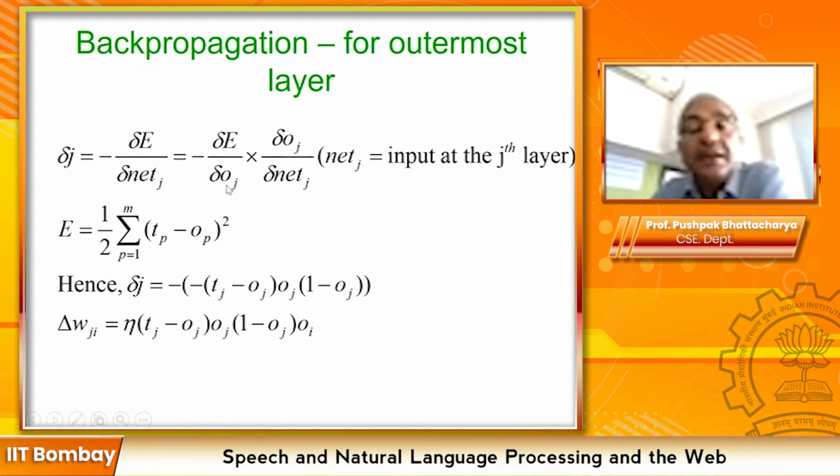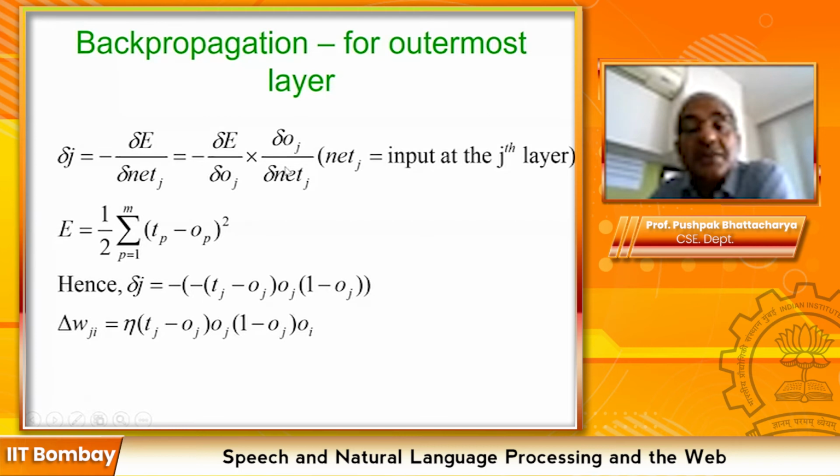So only that term which involves oj will remain. If I take the derivative, 2 will come down and get cancelled with half. Minus also is obtained. So this is tj minus oj into oj into 1 minus oj. Where is oj into 1 minus oj coming from?